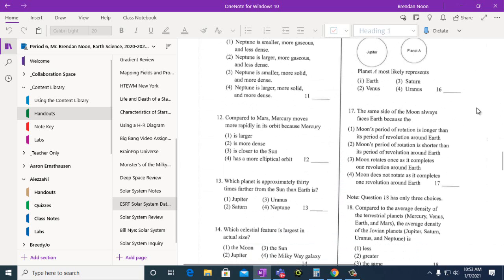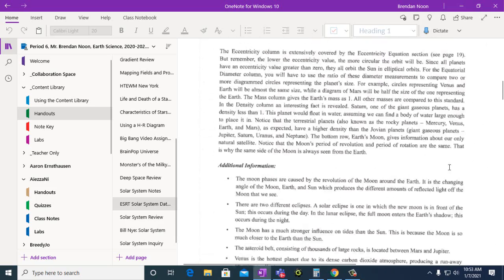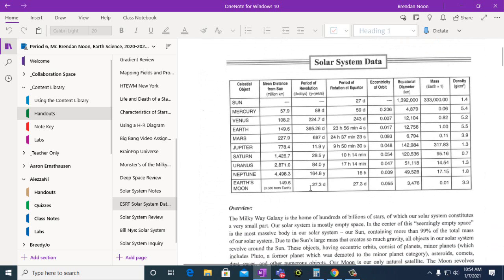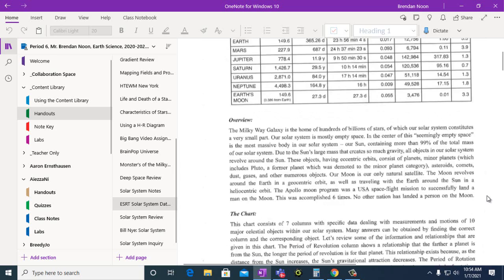So 3, Saturn. The same side of the moon always faces Earth because the moon's period of rotation is equal to its period of revolution. So we go up here and we look at the rotation and the revolution around the planet. Earth's moon takes 27.3 days to go around Earth, and it rotates on its axis in 27.3 days. So the period of rotation and the period of revolution are equal to each other.